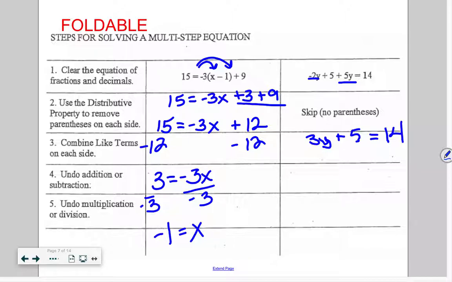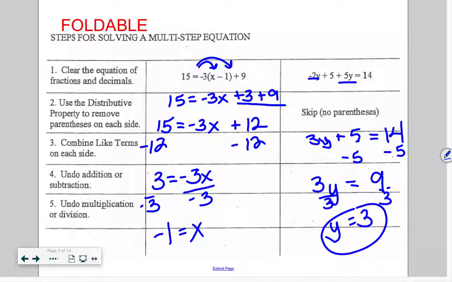Have you done that? So by combining the like terms, do you see how we're back to a two-step equation again? So how are we going to get y on a side by itself? So 3y is going to equal 14 minus 5, which is 9. And next, divide both sides by 3, so y is going to equal 3.